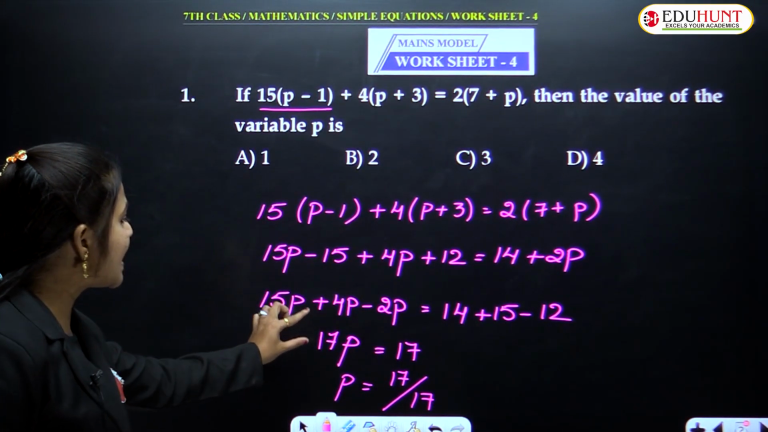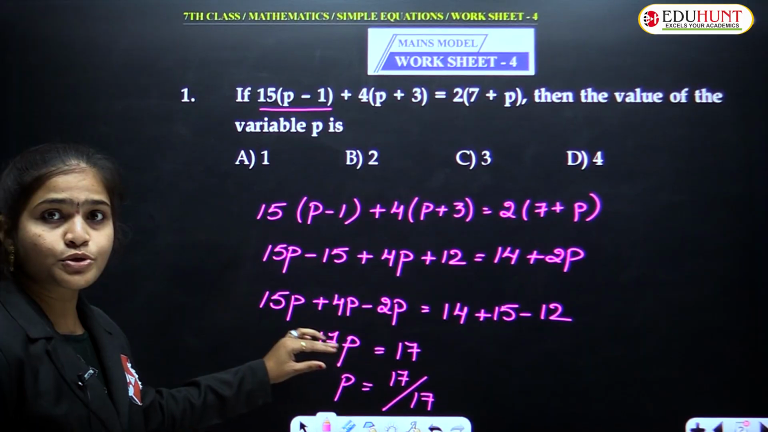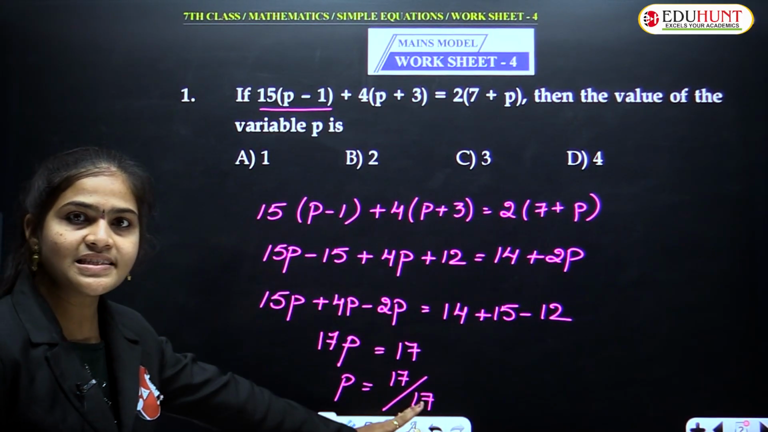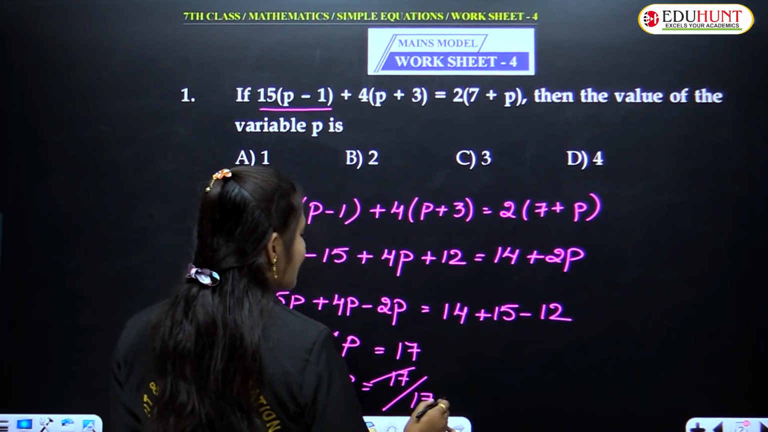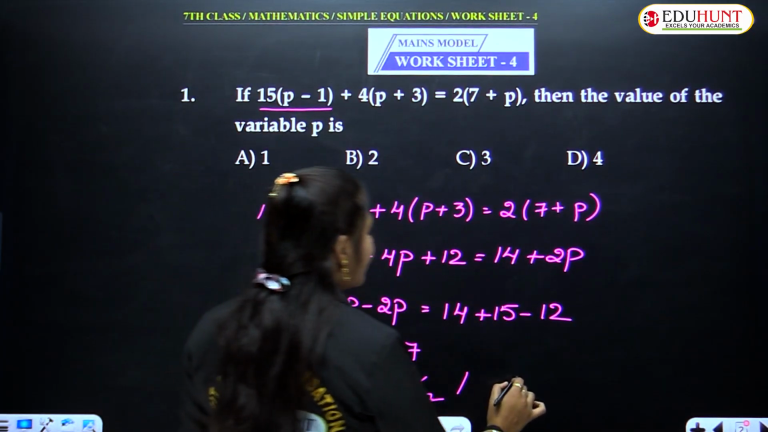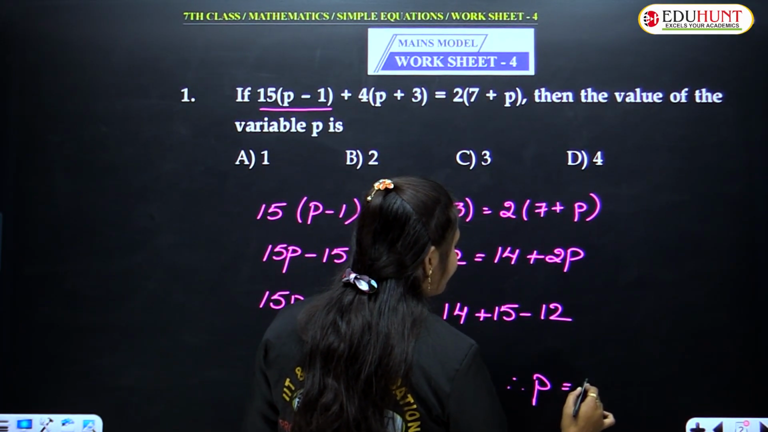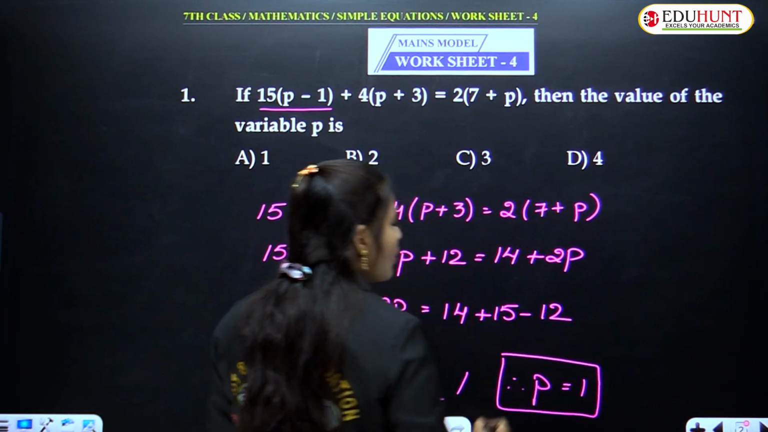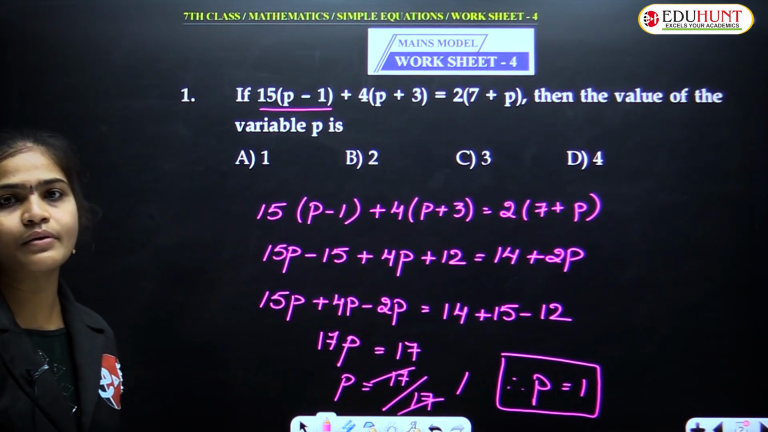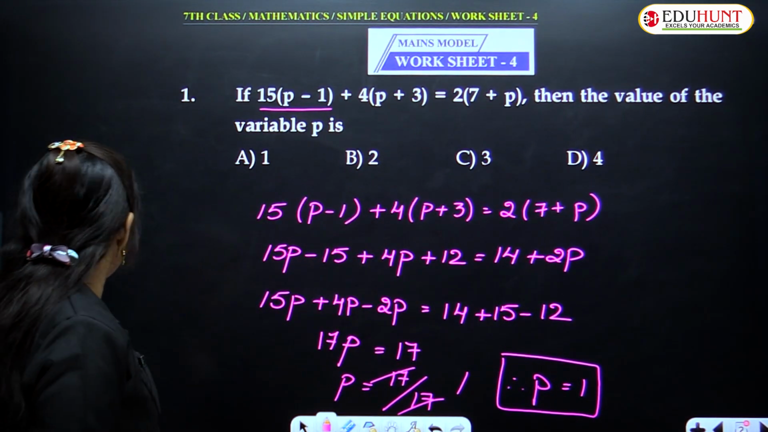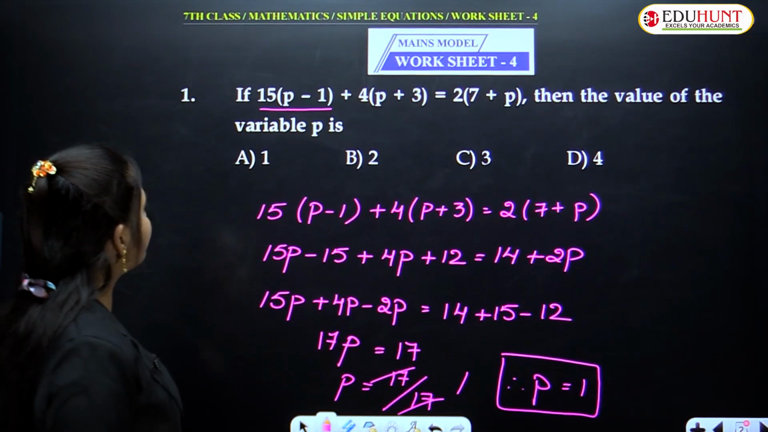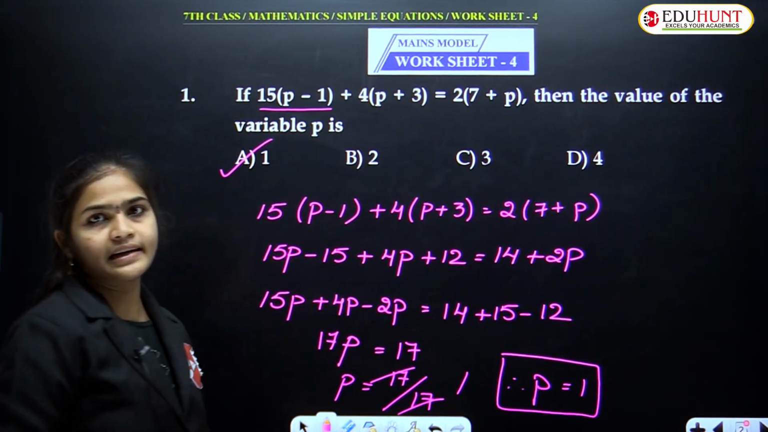Why? Because here 17 into p, those two are in product, so that product becomes division. Now 17 and 17 get cancelled, and finally the value of p is 1. Here p is 1. So which option is correct? Option A is correct.